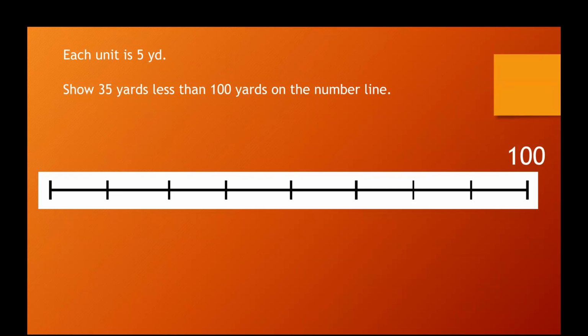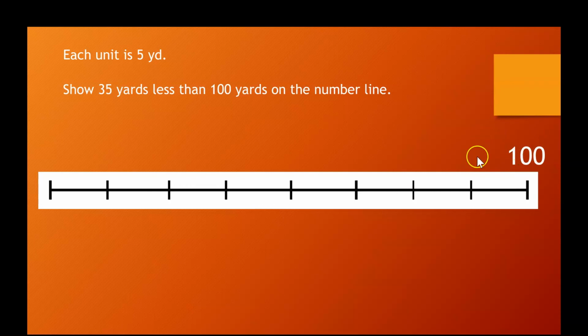Okay, let's compare answers. So remember, we're starting at 100 here, and we're counting backwards, because it's less, by 5s, and we need to count back to 35. So let's start here. 5, 10, 15, 20, 25, 30, 35 right here. Now we need to count backwards again, starting from 100. So let's count back 35 yards from 100.